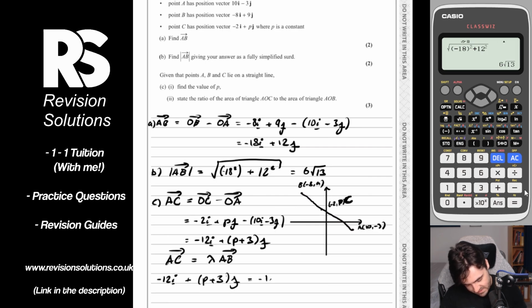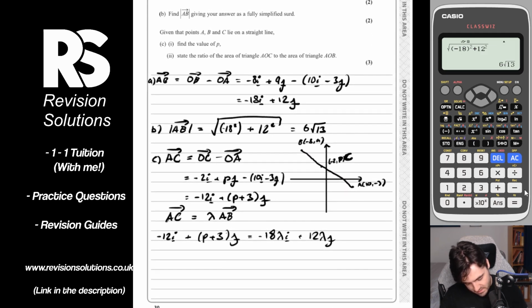So that would be minus 18 lambda i plus 12 lambda j. And if we compare coefficients now, if these two are equal, the i's and the j's must be equal. So we'd know that minus 12 must equal minus 18 lambda. So that's going to give us lambda is minus 12 over minus 18, which would simplify down to just 2/3.